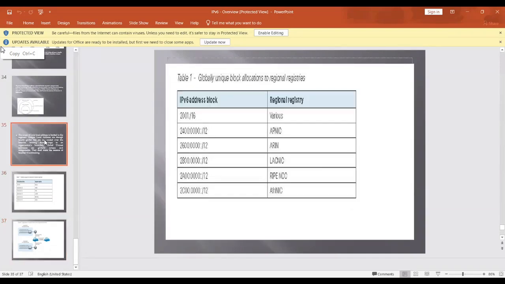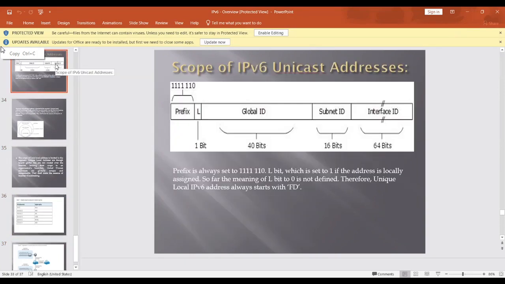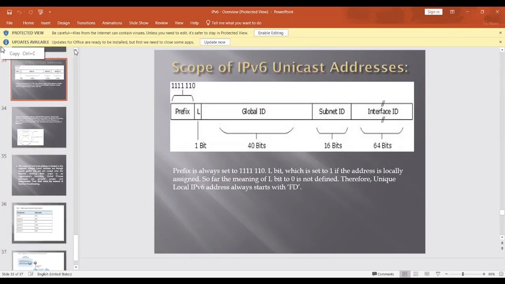So anyway, now you can understand how IP version 6 differs from IP version 4.